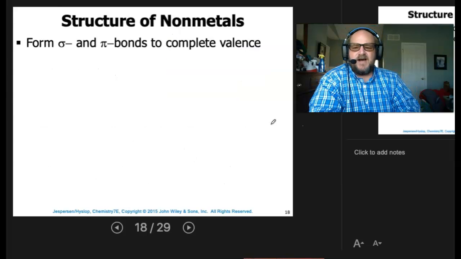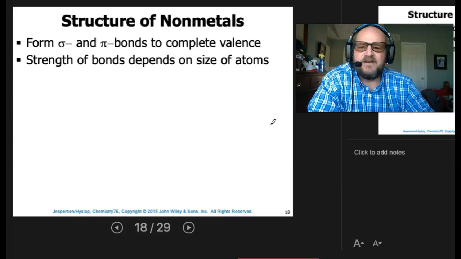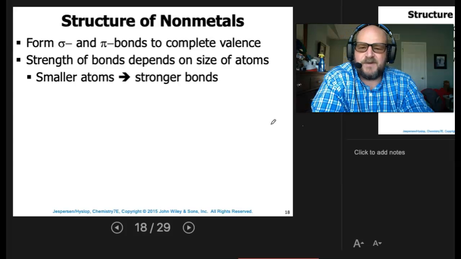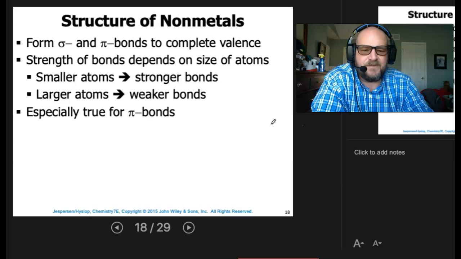So the structure of the nonmetals then form sigma and pi bonds to complete that valence. The strength of the bonds depends on the size of the atom. Smaller atoms, stronger bonds. Larger atoms, weaker bonds. Especially true for the pi bond.